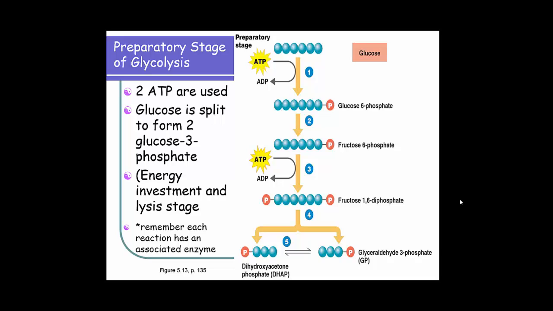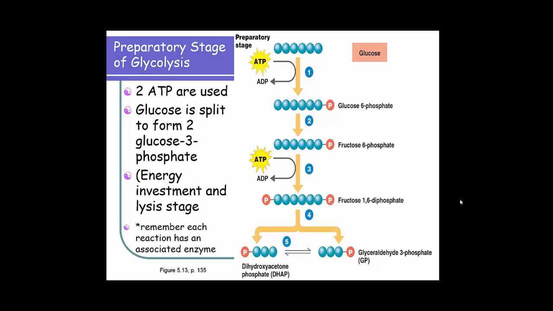Here are the preparatory stages of glycolysis. Glucose will be taken by an enzyme, hexokinase, to glucose 6-phosphate. Where did we get this phosphate? Oh, you'll notice something here. Wait a minute, I just used an ATP. I thought the whole process was that we were going to make ATP.